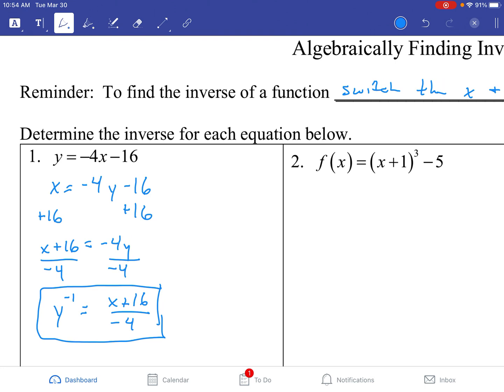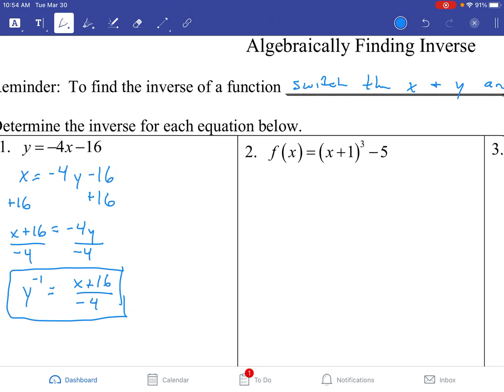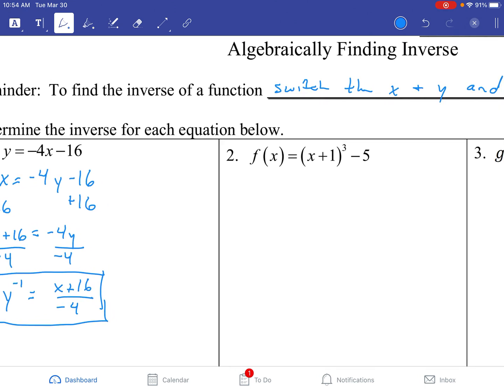Okay, next, number 2. We have f of x. That could be just rewritten as y if you wanted to. So when we flip this around and switch the x and the y, we're going to write this as x is equal to y plus 1 cubed minus 5. Again, now we have to do the equation in reverse. So the first thing we're going to do is we're going to add 5 to both sides. So we have x plus 5 is equal to y plus 1 cubed.